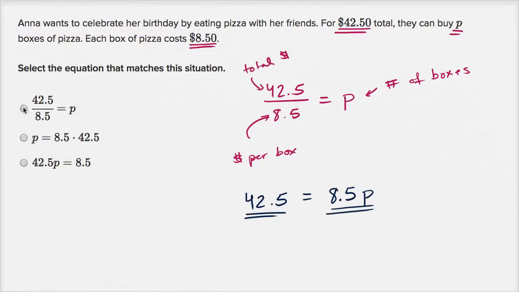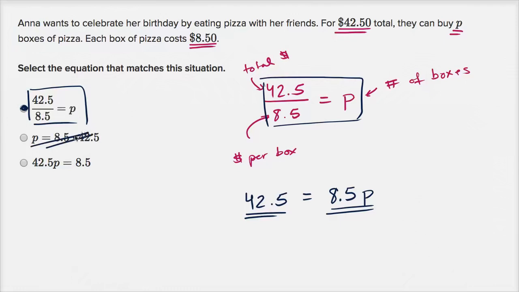Well, actually, this first choice, this is exactly what I wrote over here. Let's see this choice right over here. P is equal to 8.5 times 42.5. Well, we've already been able to write an equation that has just a P on one side. And so when you solve for just a P on one side, you get this thing over here, not this thing. So we could rule that out.